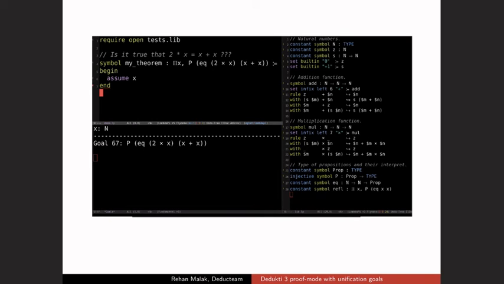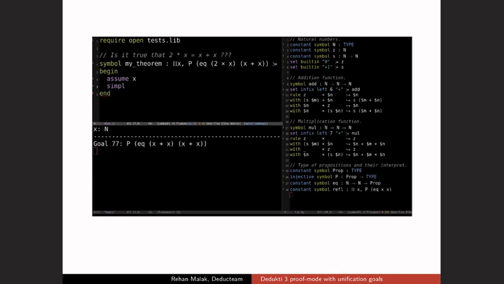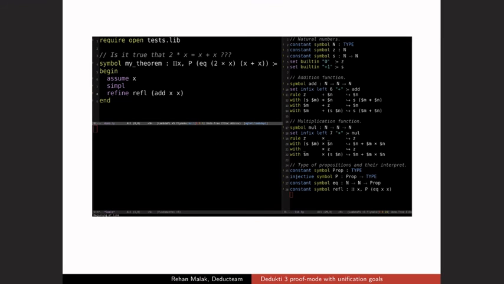Then we use the simplify tactic. It computes the 2 times x following its definition and transforms it into x plus x. Then we have an equality between the two identical terms, syntactically speaking. So we just use the reflexivity symbol we have been talking about previously, and the proof is finished.